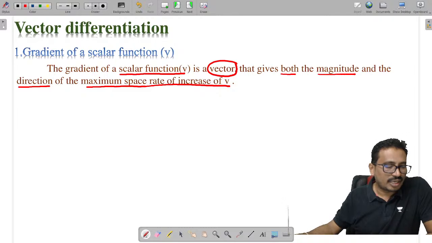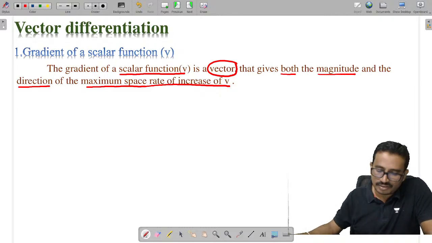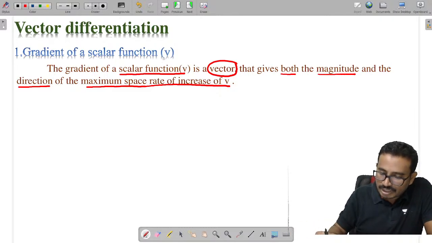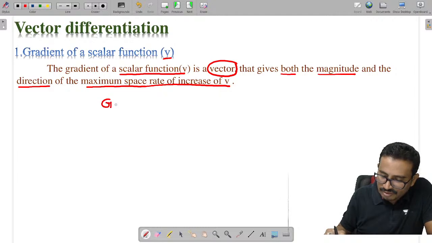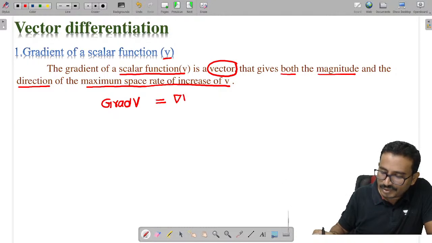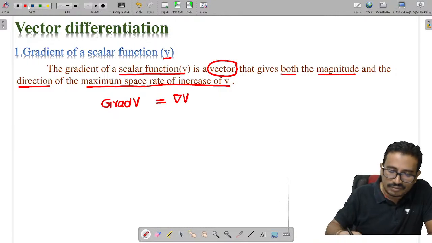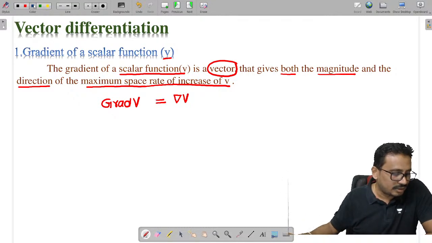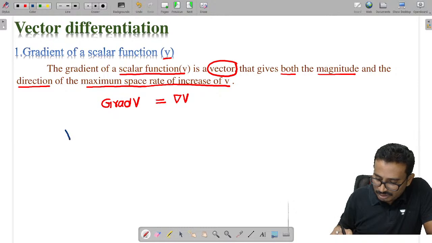Maximum space rate of increase in V means, here we have taken V as some scalar quantity. I want to find the gradient. So the gradient of a function, which we can indicate as the gradient of V, we can write simply as del V. Now, what is this gradient?